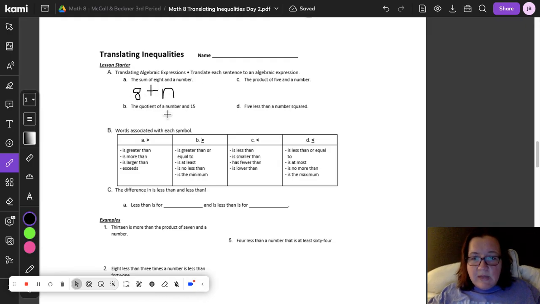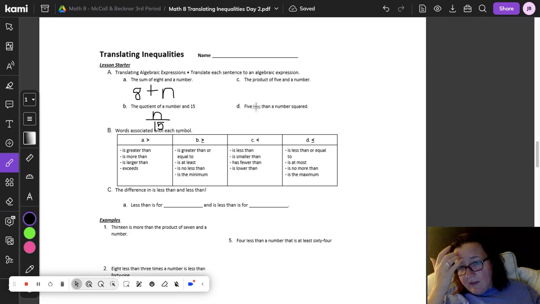All right, so let's do B, the quotient of a number and 15. So quotient means we're going to divide. We know that. We're going to take a number. We're going to divide it by 15. All right, perfect. I think you can do the other ones.